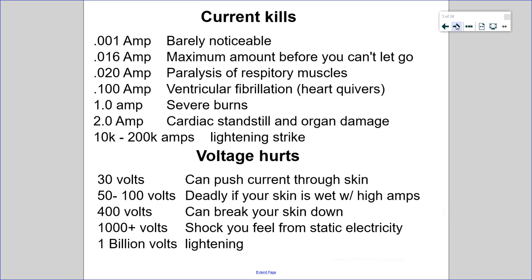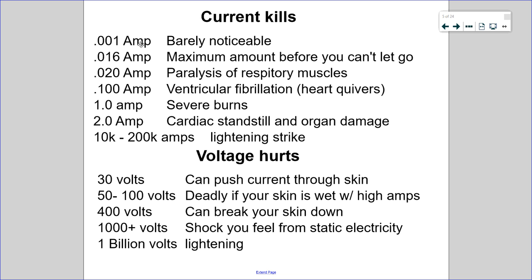Current is interesting. There's a couple properties of electricity. Current and voltage are ones that should come to mind. Current is what does damage. Current is what kills you. Voltage is not that bad. I mean, it can obviously do a lot of damage, but it's not the voltage that hurts. It's not the voltage that kills. It's the current.